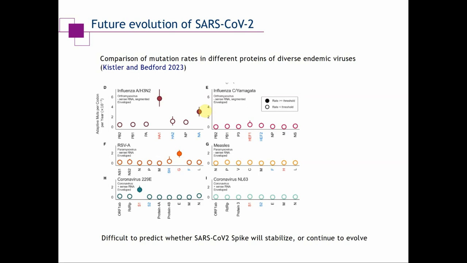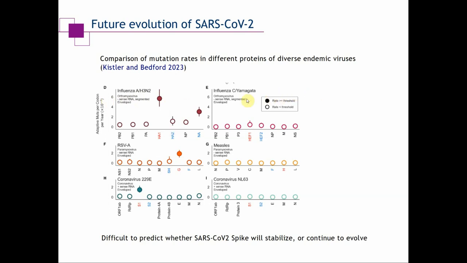Okay, so what's going to happen in the future with these variants? Now, this is a slide from a paper just published a couple of months ago, and they compared the mutation rates in different proteins of different endemic human viruses. If you remember last year in mechanisms of evolution, the non-synonymous versus synonymous ratio, they looked at different viruses to see where you get the accumulation of more non-synonymous mutations. So influenza type A, the hemagglutinin protein and the neuraminidase protein, they accumulate mutations over time, 6 per year.